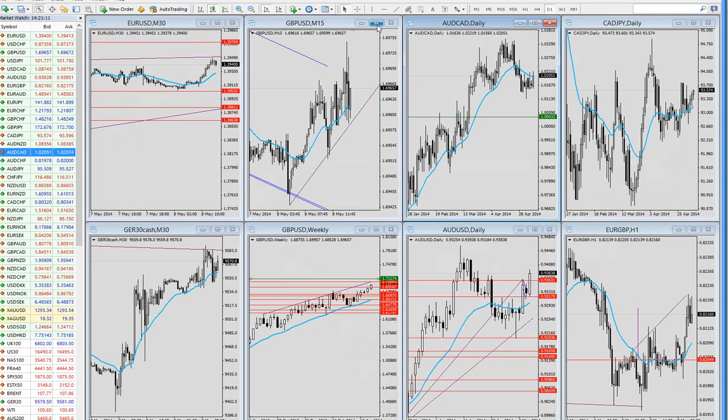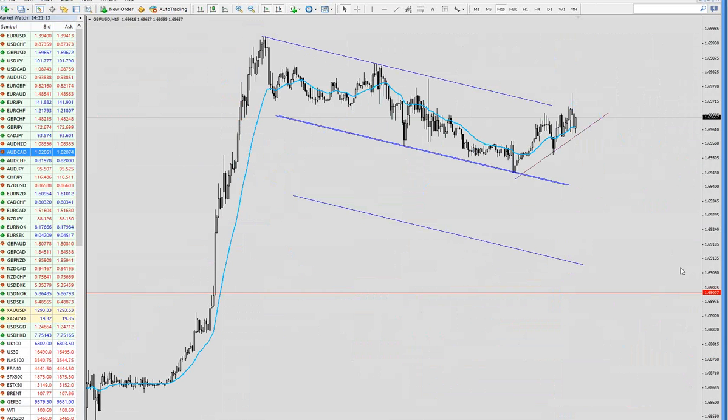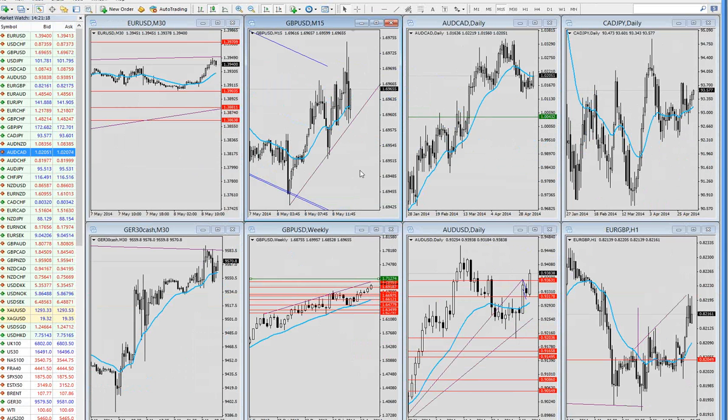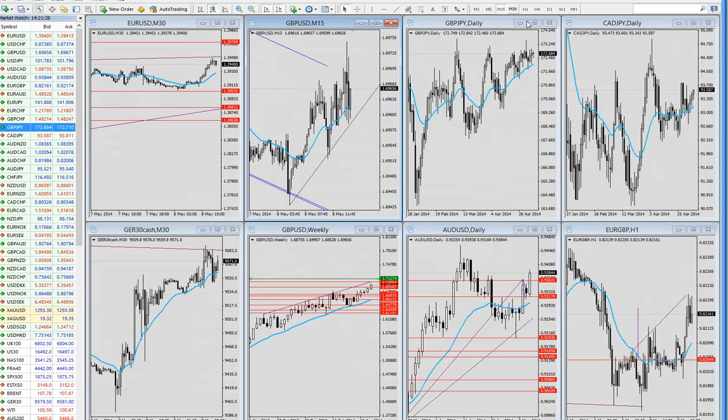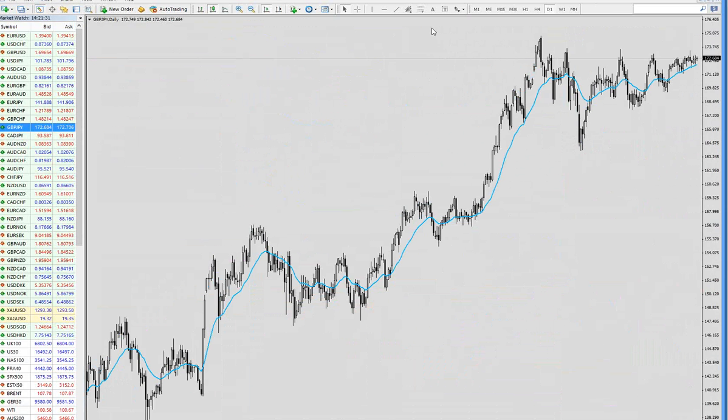Let's get back to our pound. Nothing as of now, so we still have some time. So let's go through some pound crosses. That's amazing.